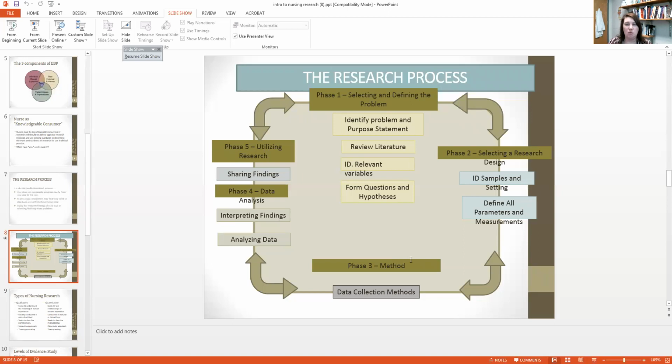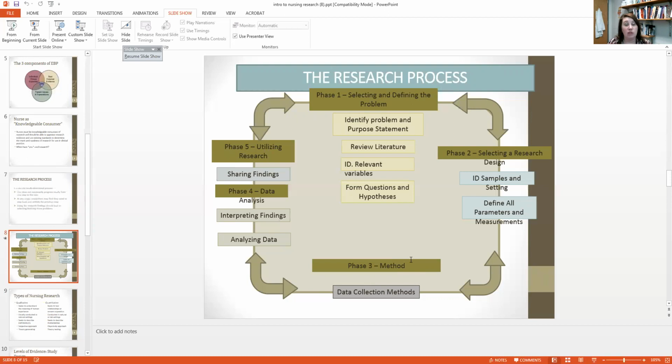Phase 2 would involve selecting a research design where we decide who our sample is going to be, who we are going to look at when we're conducting our study, what kind of setting we want to use, and all the parameters or measurements that might go into our study. Phase 3 would be our method, and that's the different tools that we might use to collect data from people.